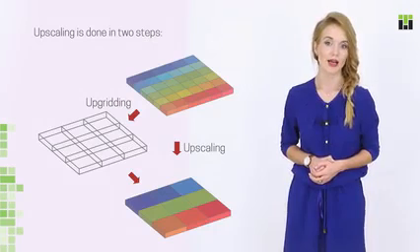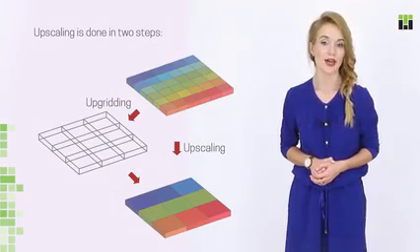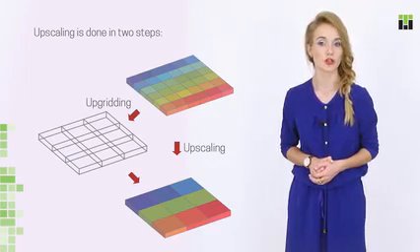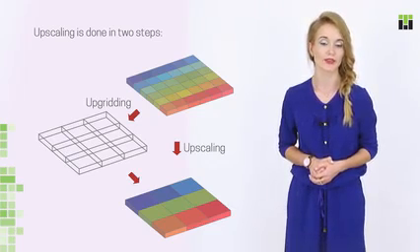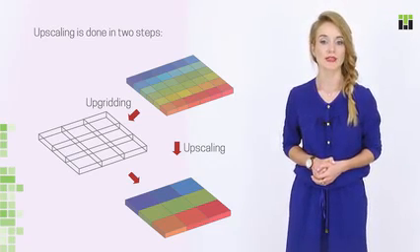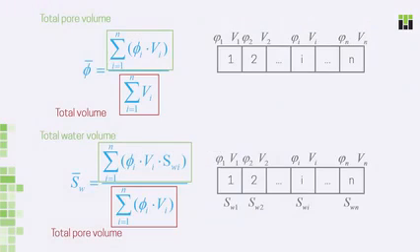Cells are combined based on similarity of certain properties. There are various automated methods implemented in modern commercial simulation software. The second step is upscaling itself, that is, transferring cell properties from a fine grid to a coarser one. Upscaling of such properties as porosity, saturation, or net-to-gross ratio is relatively easy. It is done with the help of averaging methods.